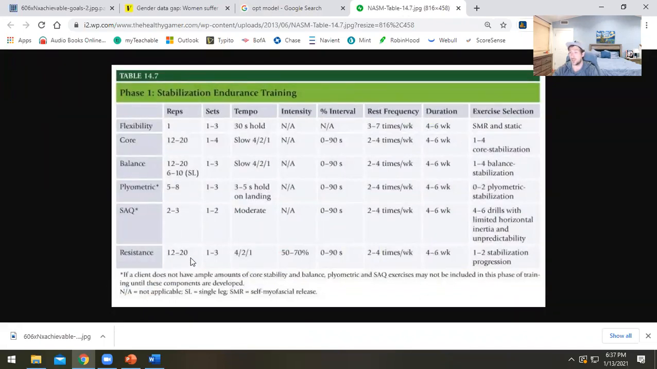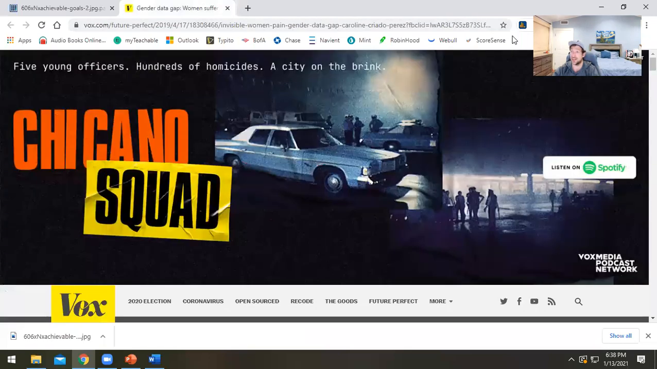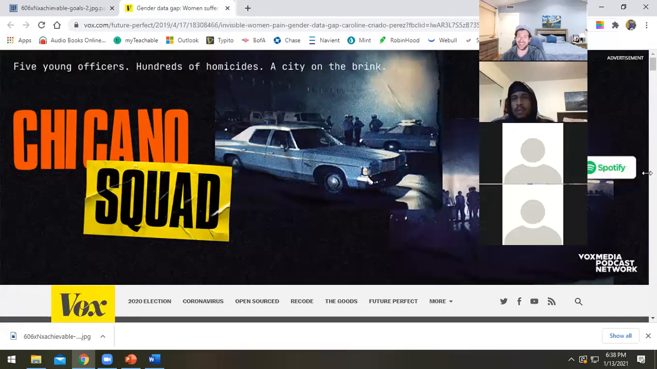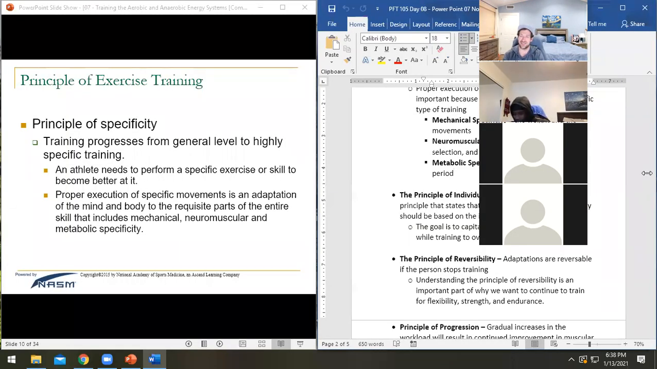12 to 20 reps for stabilization clients, 1 to 3 sets, always using a 4-2-1 tempo, 50 to 70% of their 1 rep max, and we take 0 to 90 seconds of rest usually. And there are different ones, like I said, for different phases. And that's why you got 9 months to memorize all that. And that's why we do the program design. You might have noticed at the end of every mod, we always do program design. It's going to be very circular.